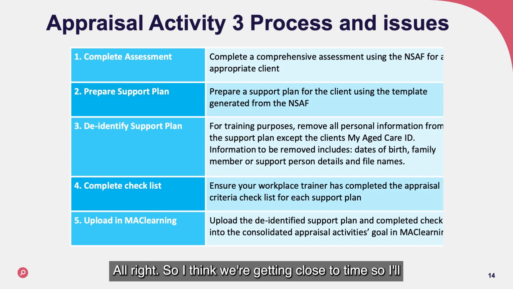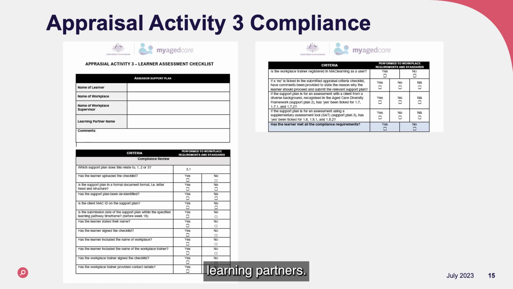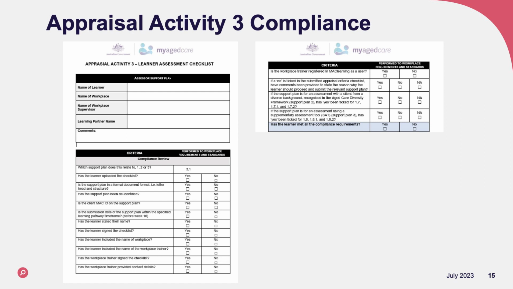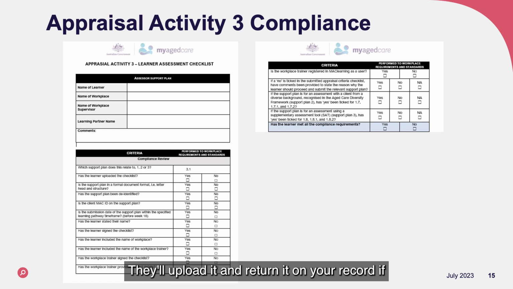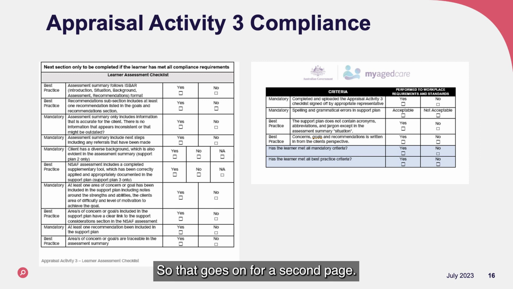All right, so I think we're getting close to time, so I'll try and push through this next section pretty quickly. This compliance form here is the compliance form that our learning partners fill out for appraisal activity 3, so they're independently assessed by our learning partners. On this, they will give you feedback for any compliance issues that they find, and the criteria are a little bit different, but they will send this back to you with any problems on it. They'll upload it and return it on your record if there's any problems. And we're hoping in the future to be able to publish this as one of the resources attached to Appraisal Activity 3. So that goes on for the second page.